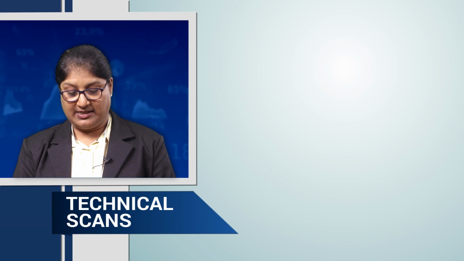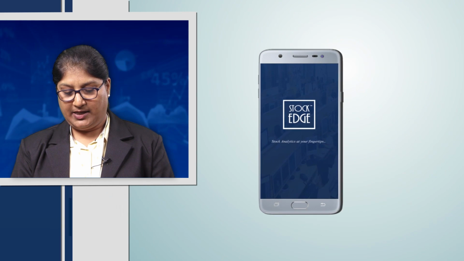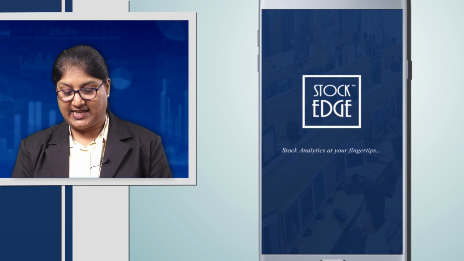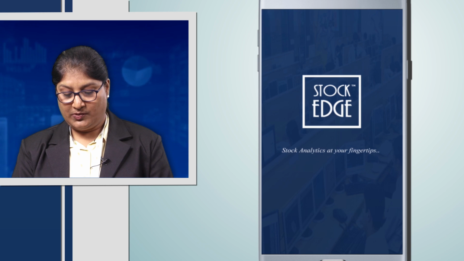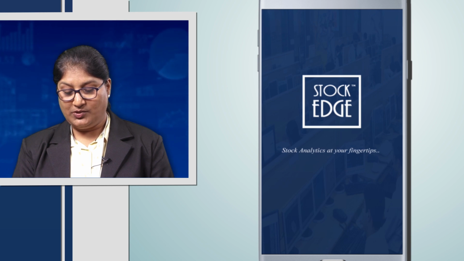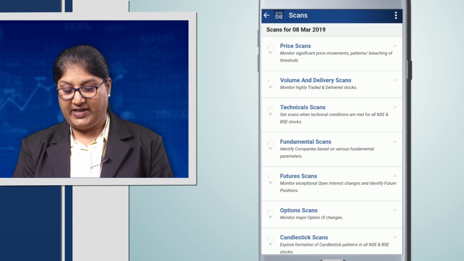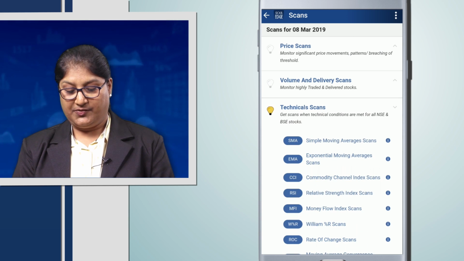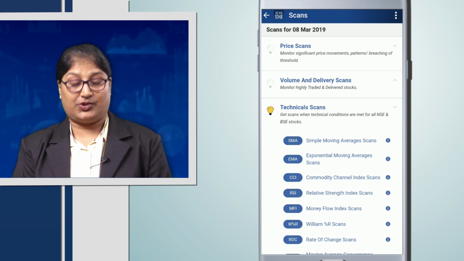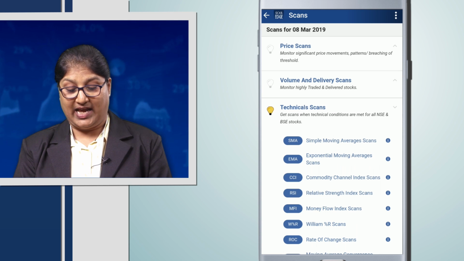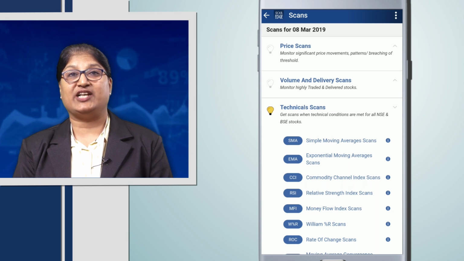So, how do you go about it? First strategy is our technical scans. Here in the Stockedge app, we have technical scans which will tell you which scan to use for your trading. In these scans you can choose stocks with simple moving averages or exponential moving averages or commodity channel index.